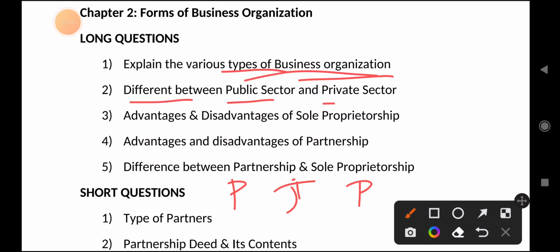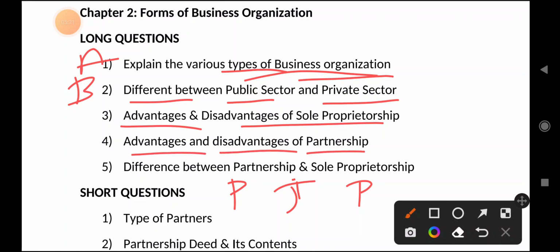Difference between public sector and private sector, this is one of the questions, B category. And types of business organization, A category. Advantages and disadvantages of sole proprietorship, advantages and disadvantages of partnership. These two are mostly asked questions, A category. Difference between partnership and sole proprietorship, B category question.